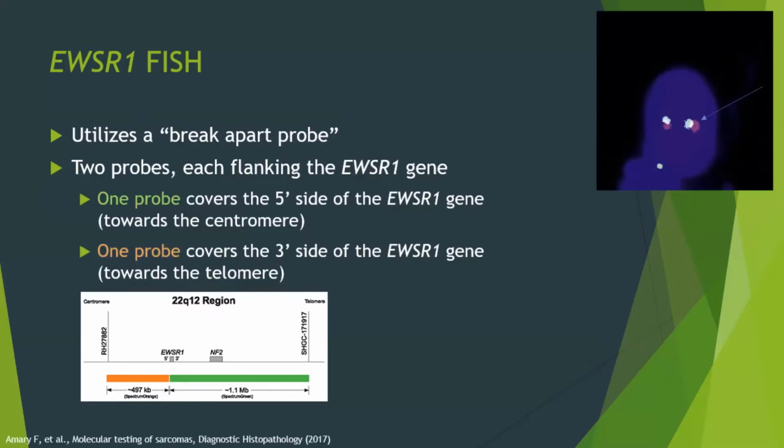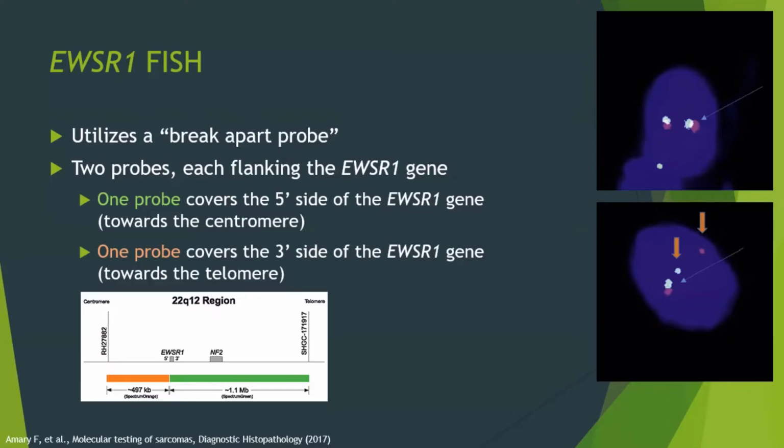Now, in a normal cell, if the EWSR1 gene is intact, the orange and the green signals would appear close together or blend into a yellow color. But if the gene is translocated, the 5' and the 3' ends would be far apart because one end of the gene is fused to a different gene. So we would see one fused red-green signal, which represents the normal allele.